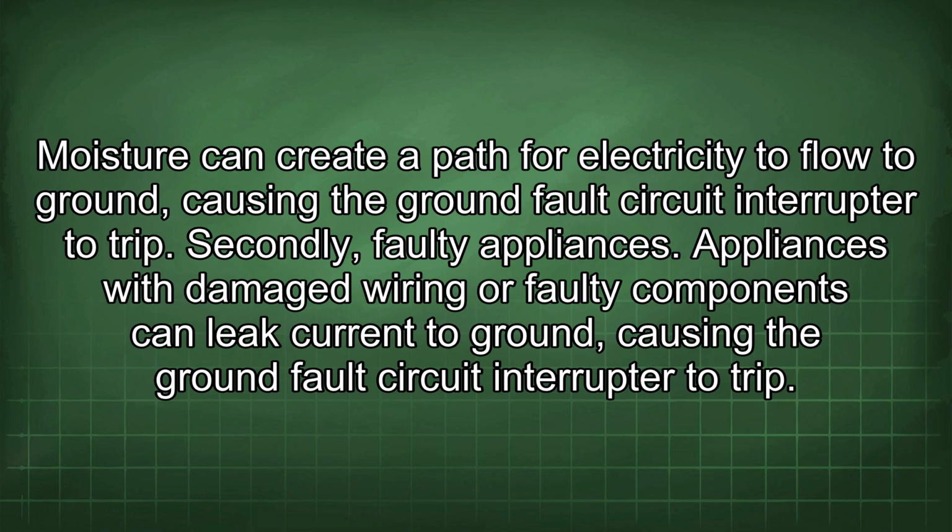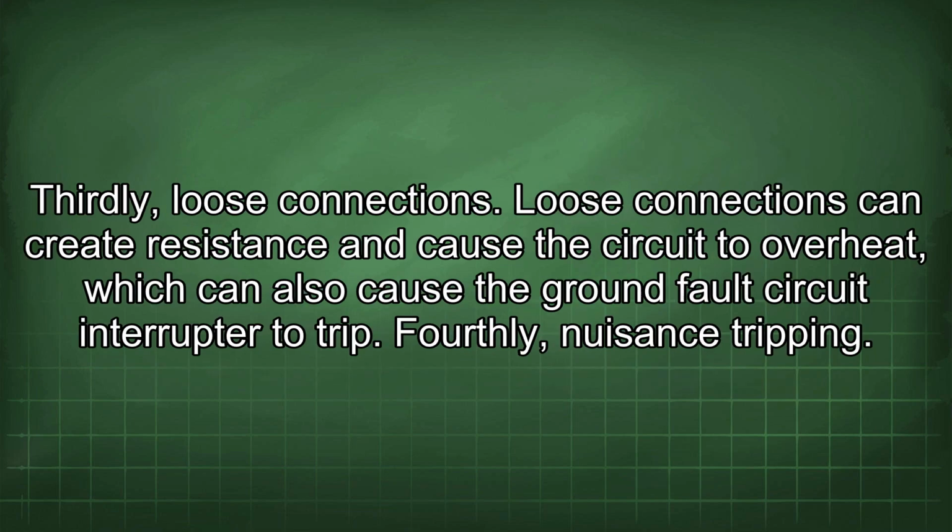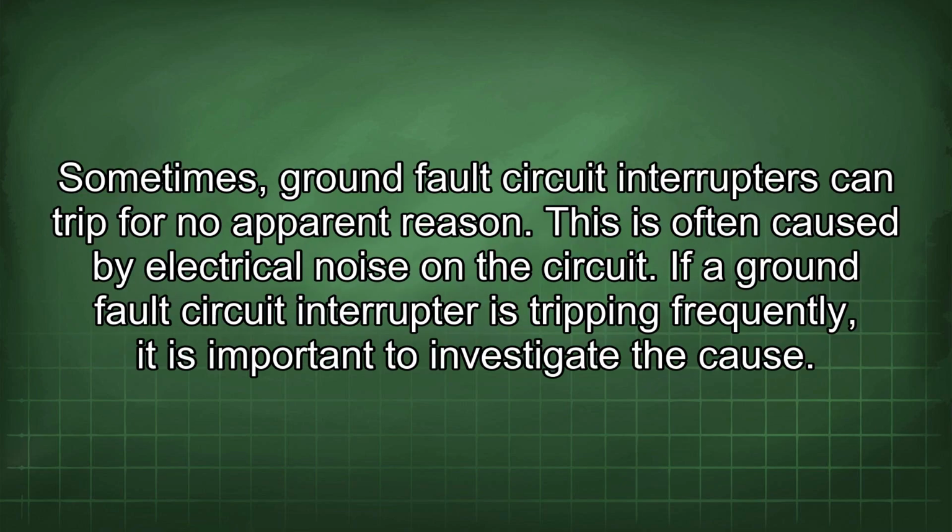Appliances with damaged wiring or faulty components can leak current to ground, causing the ground fault circuit interrupter to trip. Thirdly, loose connections. Loose connections can create resistance and cause the circuit to overheat, which can also cause the ground fault circuit interrupter to trip. Fourthly, nuisance tripping. Sometimes ground fault circuit interrupters can trip for no apparent reason. This is often caused by electrical noise on the circuit.